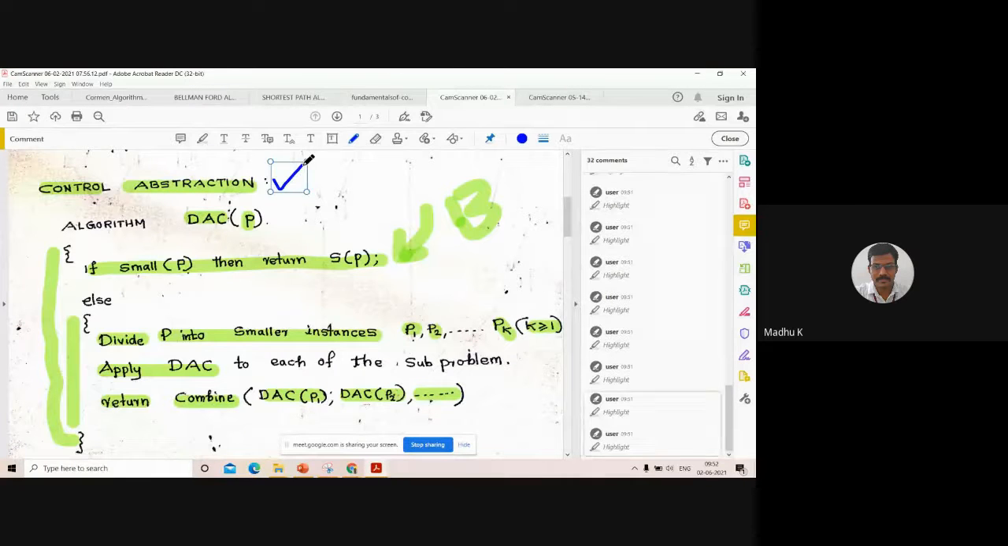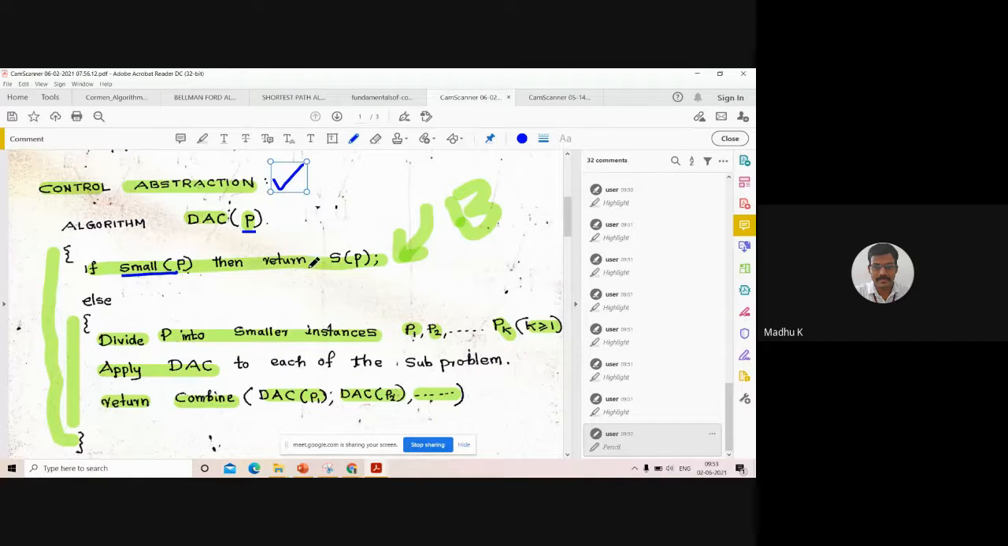Explain the control abstraction of the divide and conquer approach. So this is about the control abstraction. The basic concept is simple. P is the problem to be solved. We will check whether the problem P is small. If the problem P is small and can be solved very easily, then we will solve that problem and return the solution.